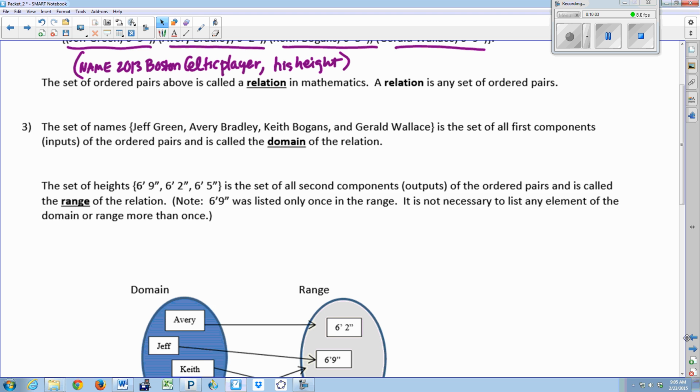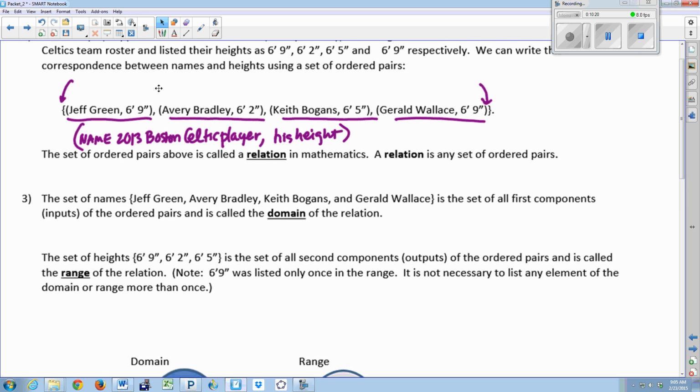Okay, so a minute ago we were looking at the graph of the absolute value of x plus 1, and we talked about the domain being all real numbers. Well, here's an example where we have a set of ordered pairs, and it's not about a graph, it's about the Boston Celtics, and the first component of each one of these ordered pairs is the name. So we call the inputs, or the first component in each one of these ordered pairs, whether they're numbers or names, the domain of the relation, the domain.